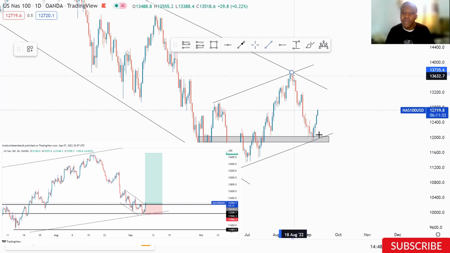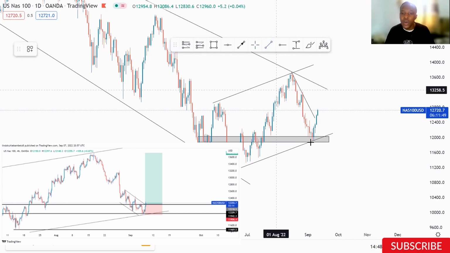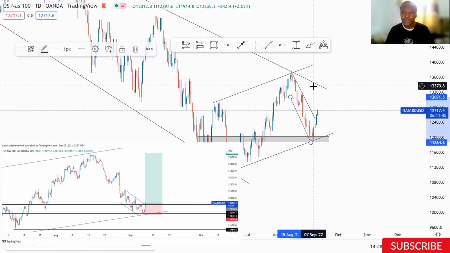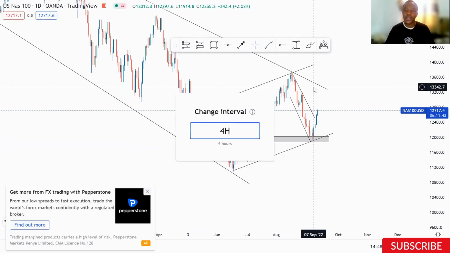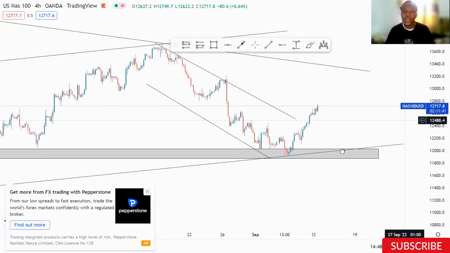And then if we can have a pattern here that's going to complete what we see here, but it's going to be clear on the 4-hour time frame. So let's drop it to the 4-hour time frame, right? So dropping it now to the 4-hour time frame.